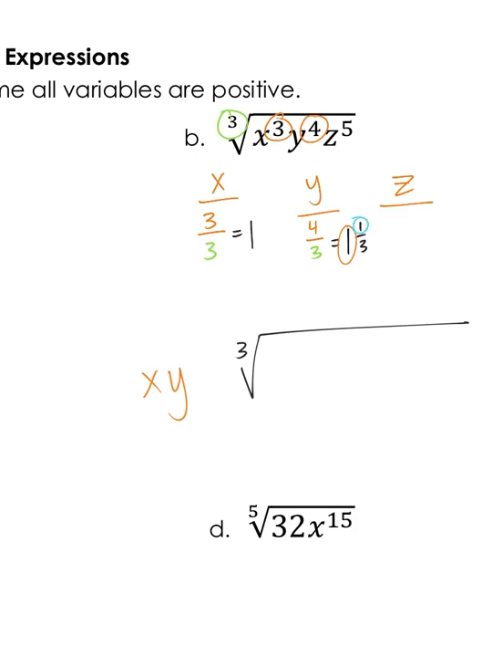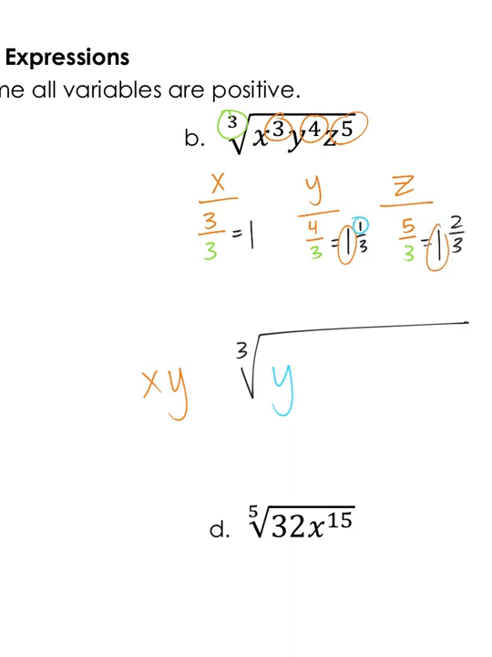And my numerator is going to go inside. So I'm going to bring y. And I don't write y to the first. I could, but that's one of those understood, so we don't do that. All right, for z, I have an exponent of 5. I'm going to divide that by the index of 3. It's going to give me 1 and 2/3.